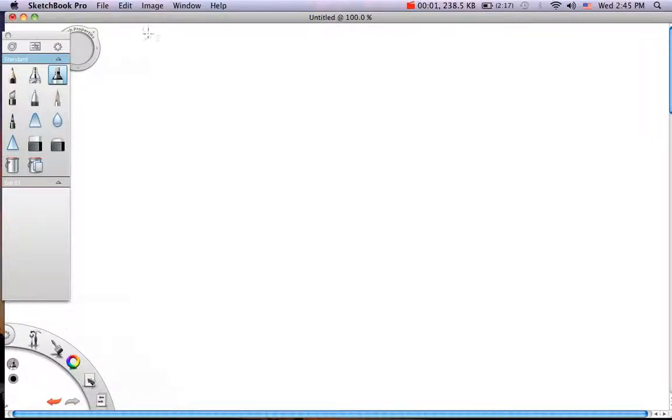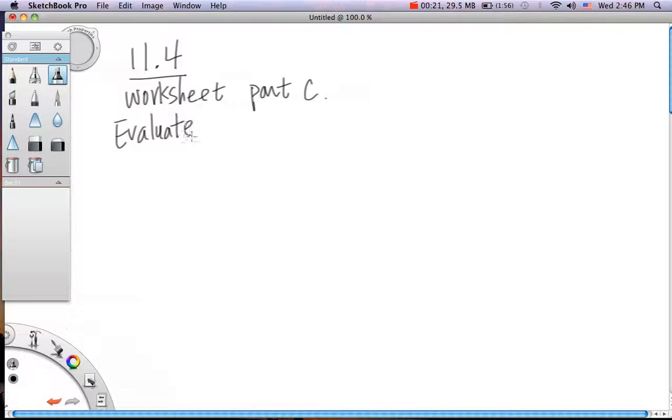Back, and now we're going to try to continue with 11.4, and I want to explain to you on the worksheet part C. I would just explain each one for you on how to evaluate the expression. Okay, so basically remember the idea is that if you are given an exponent, try to rewrite it as a logarithm, and vice versa.